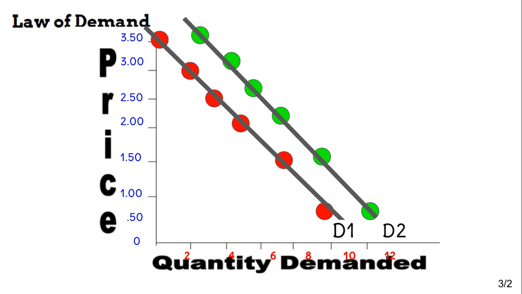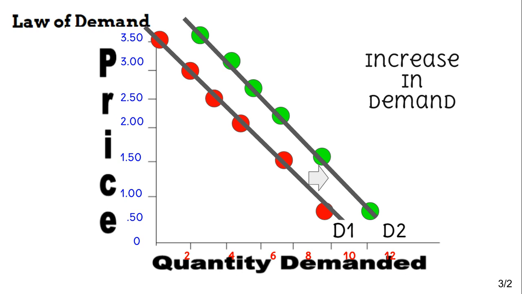And if you'll notice, it shifted from the left to the right because that's an increase in demand. Because, for example, at 50 cents on D1, we had 10 demanded, but at 50 cents in D2, we had 12 demanded. So that is a shift to the right, and that is an increase in demand. So go ahead and pause the video, make sure that you have all of that correct, and then click play.